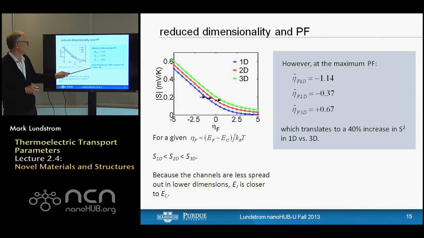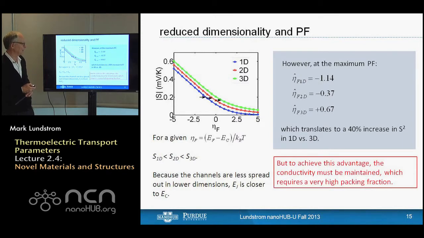So what that means is that at the optimum power factor, we get these different optimum locations of the Fermi energy, and what that translates into is the fact that S squared will be 40% bigger at the optimum location in 1D than in 3D. So that's a very good reason to think about 1D thermoelectrics, because we could optimize the performance of S squared.